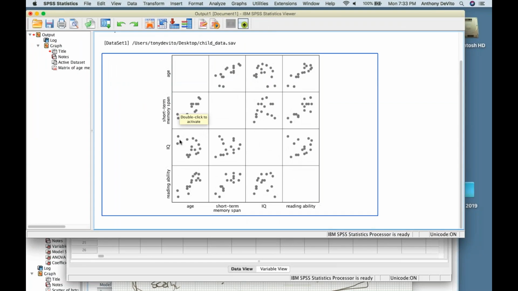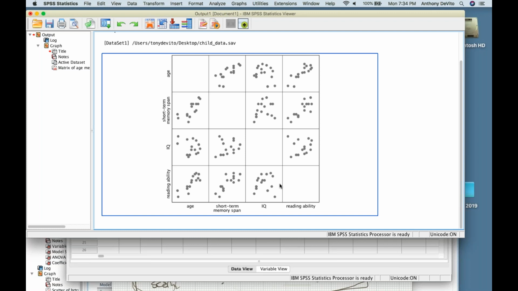Okay, so our dependent variable is reading ability. It's at the bottom, where I put it. Maybe different on yours, but where I put it, it's on the bottom row, right? So if I go across here, it shows me the scatter plot for reading ability versus age, reading ability versus short-term memory span, reading ability versus IQ. So I can visually look at these and say to myself, does it look like there's an association? Well, yeah, kind of, not so sure, but kind of, right?